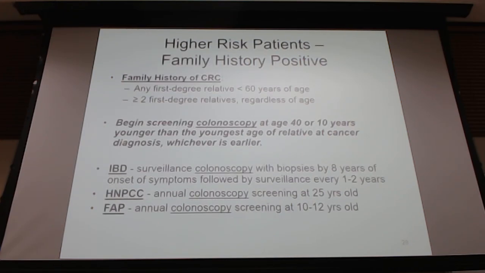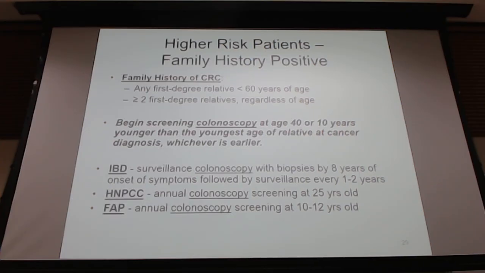So here's what I want you to pay attention to on this. First degree relative, under the age of 60. Should have got screened at 45, right? Should have got screened, or we have 2 first degree relatives. We need to move up the timeline on these folks. So colonoscopy age 40 or 10 years younger than the youngest age of a relative.